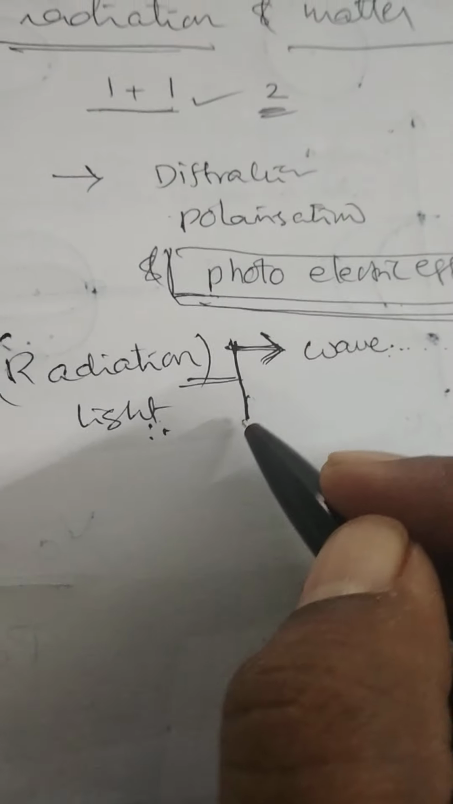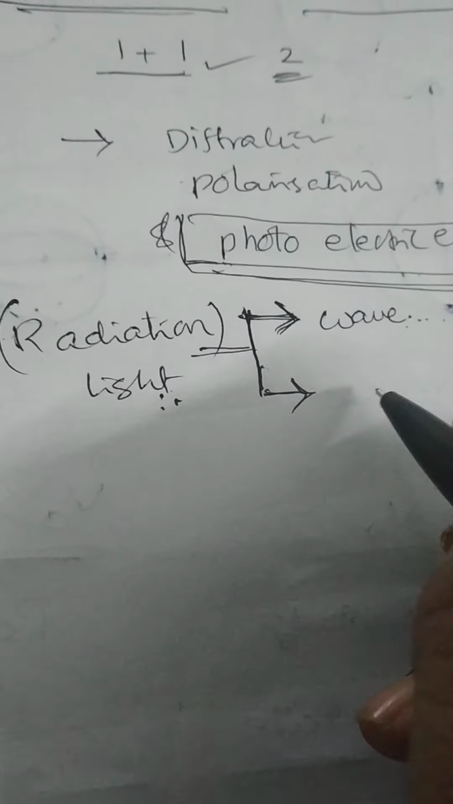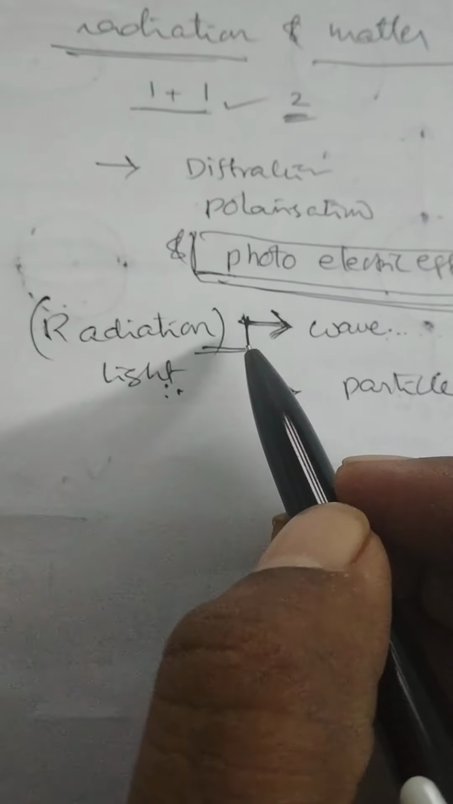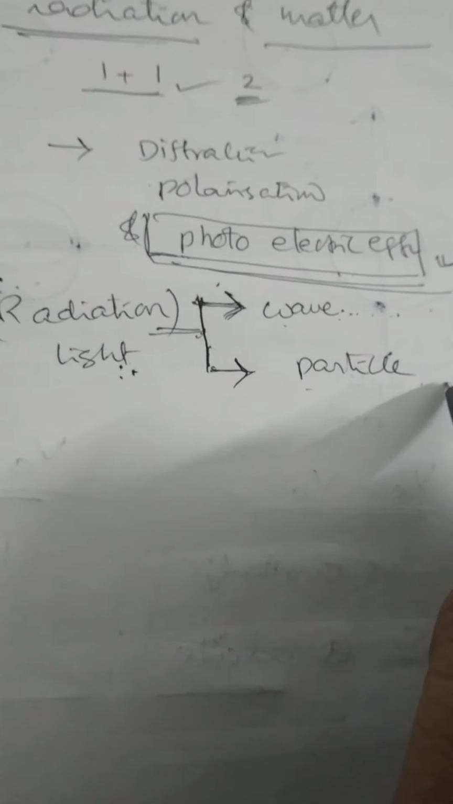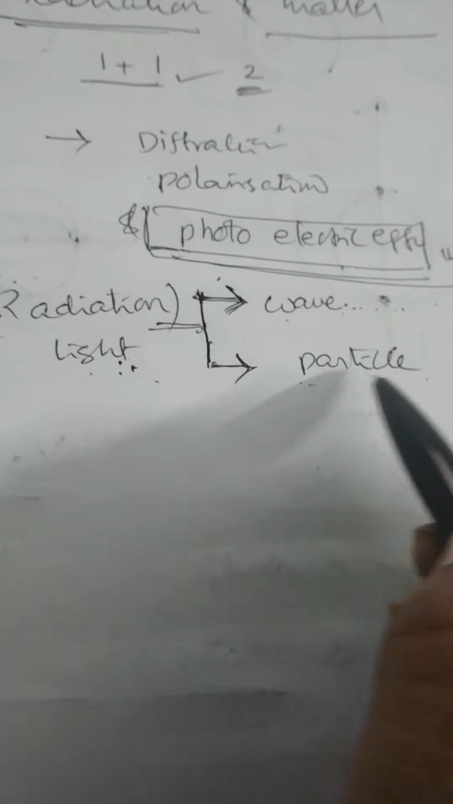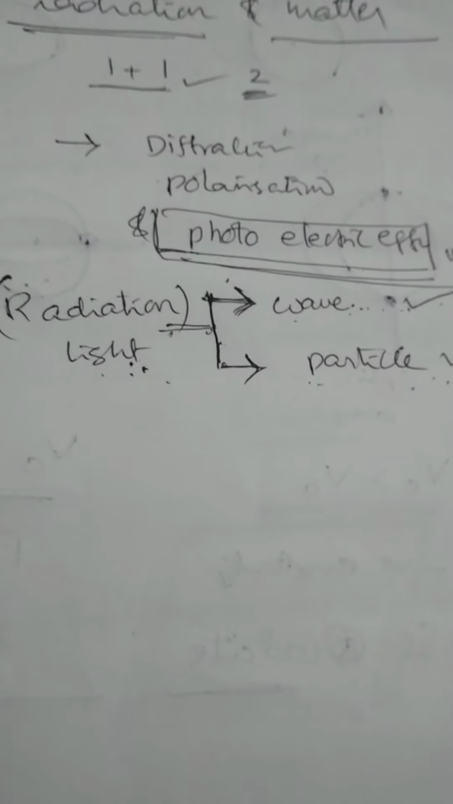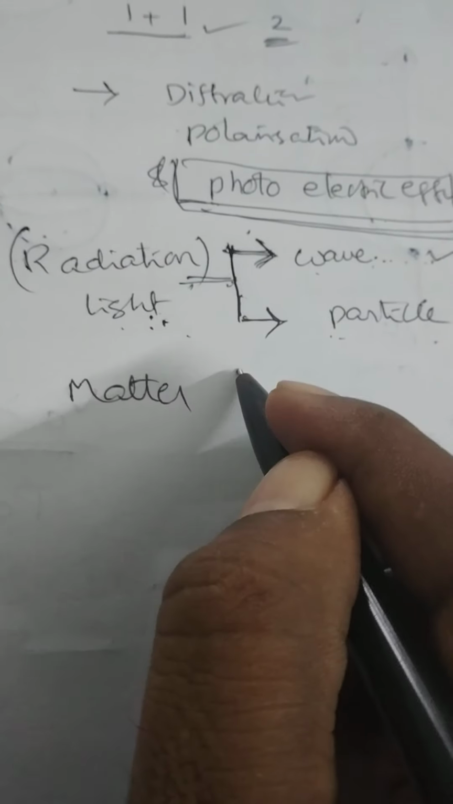Again, in some topics, like the explanation of the photoelectric effect, the same light will be taken as a particle nature. The same light behaves like a particle. So, to explain interference, diffraction, polarization, light behaves as a wave, and to explain the photoelectric emission or photoelectric effect, the same light will be treated as a particle. That means sometimes light will behave like a wave and at other times like a particle.